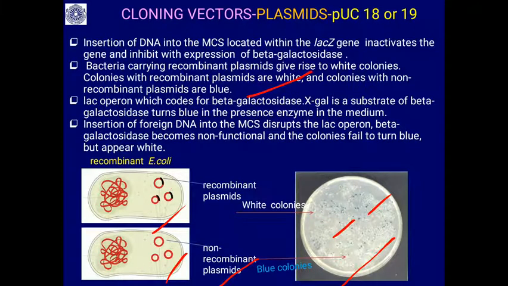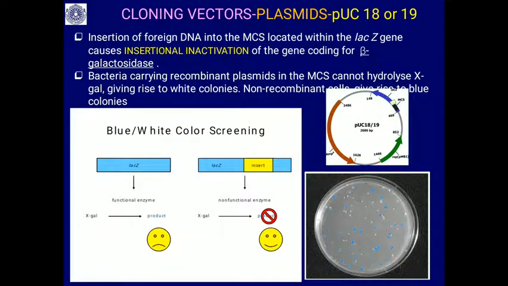So the insertion of foreign DNA into the multiple cloning site disrupts the lac operon, so that beta galactosidase becomes non-functional, and the colonies fail to turn blue. So that is the advantage for the selection. The insertion of the foreign DNA into the multiple cloning site located within the LACZ gene causes insertional inactivation of the gene coding for beta galactosidase, so you will find white colonies. And if the bacteria has not taken our recombinant plasmid, then you will find blue colonies.